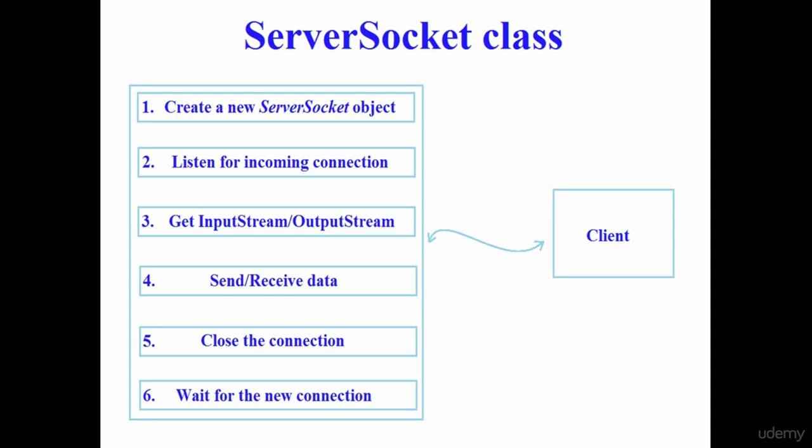Accept blocks until a client attempts to make a connection, at which point accept returns a socket object connecting the client and the server. Depending on the type of server, either the socket's getInputStream method, getOutputStream method, or both are called to get input and output streams that communicate with the client. The server and the client interact according to an agreed-upon protocol until it is time to close the connection. The server, the client, or both close the connection. The server returns to step 2 and waits for the next connection.